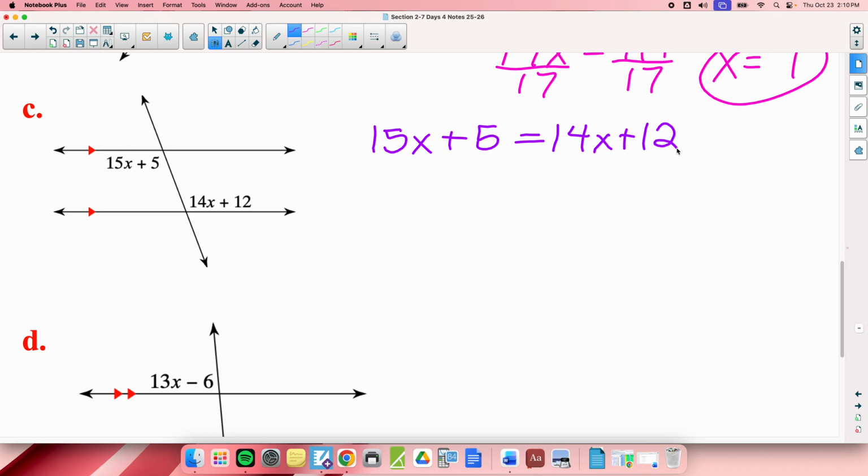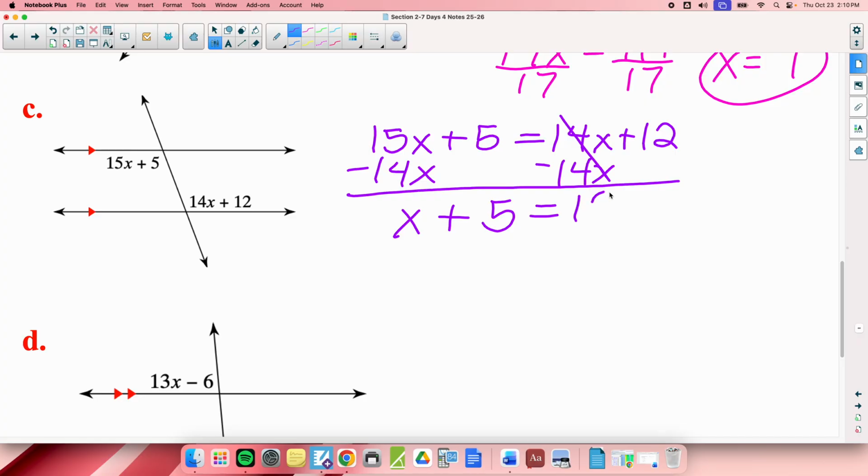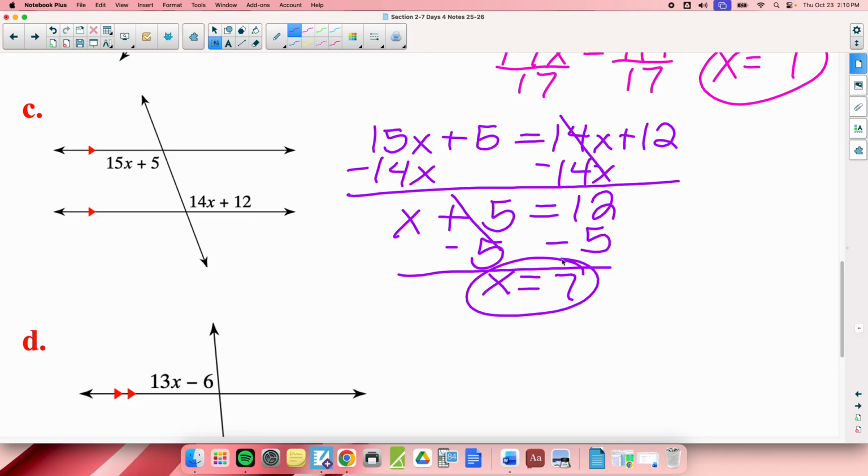Okay? Now what do I do? Subtract 14x. Very good. 15x minus 14x is x plus 5 equals 12. Subtract 5. And what does x equal? Very good. All right, we have one more.